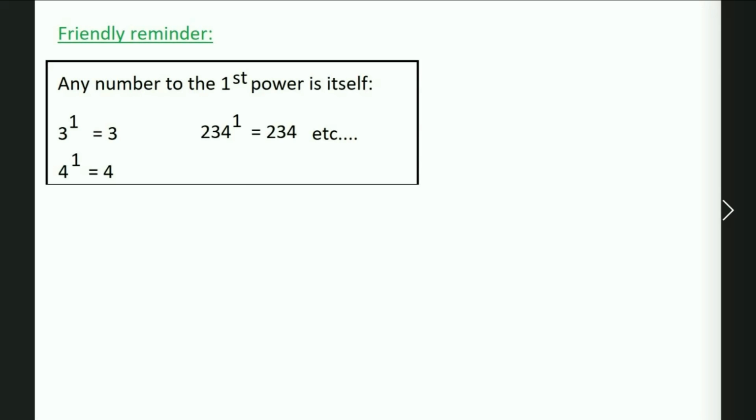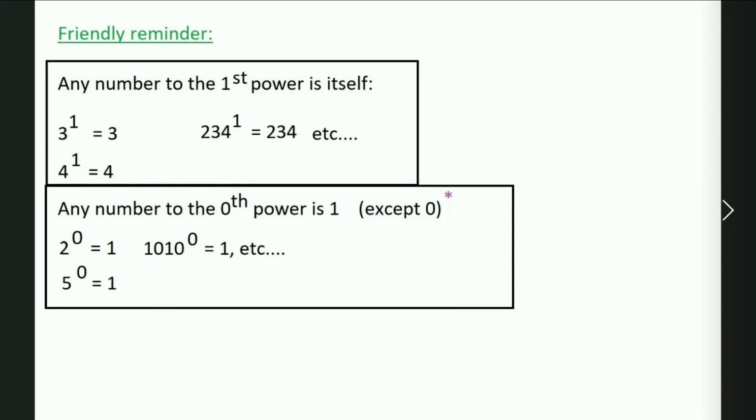Any number to the first power is itself. So 3 to the first power is 3, 4 to the first power is 4, 234 to the first power is 234, and so on. Now, any number to the 0th power is 1, except 0. 2 to the 0 power is 1, 5 to the 0 power is 1, 1010 to the 0 power is 1, and so on.